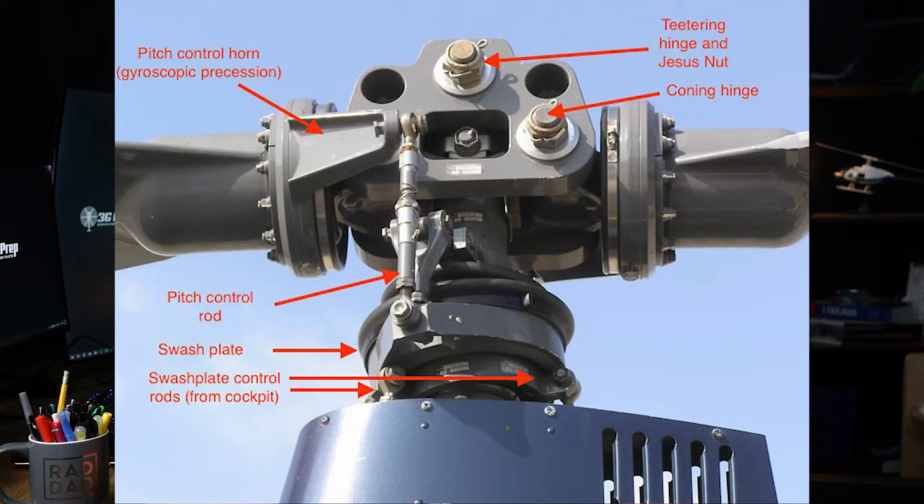There are some advantages to a semi-rigid rotor system, namely simplicity. Fewer moving parts make the semi-rigid rotor system lighter and easier to maintain. Also, fewer parts mean reduced maintenance requirements compared to fully articulated rotor systems.